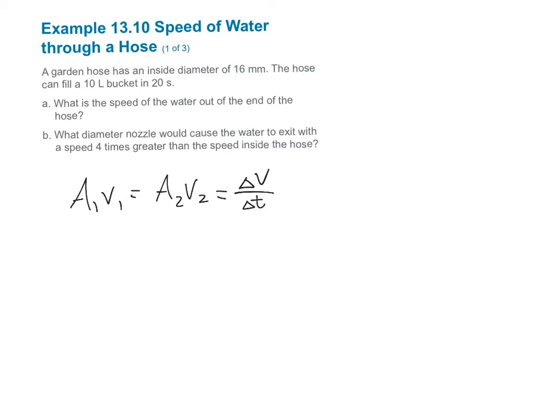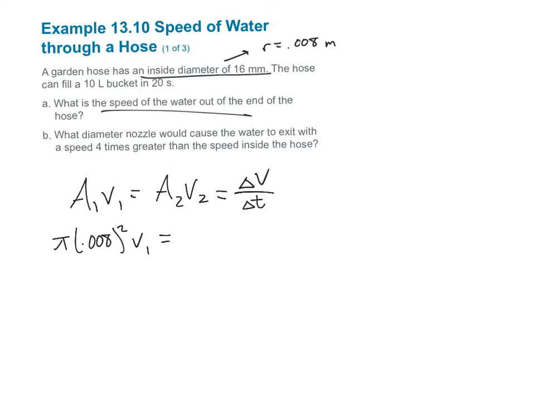We know that the garden hose has an inside diameter of 16 millimeters, which is a radius of 0.08, sorry, not 0.08. It is 0.008 meters. So the area for the hose is pi times 0.008 squared. And we're looking for the speed of the water out of the end of the hose, so that's velocity 1.